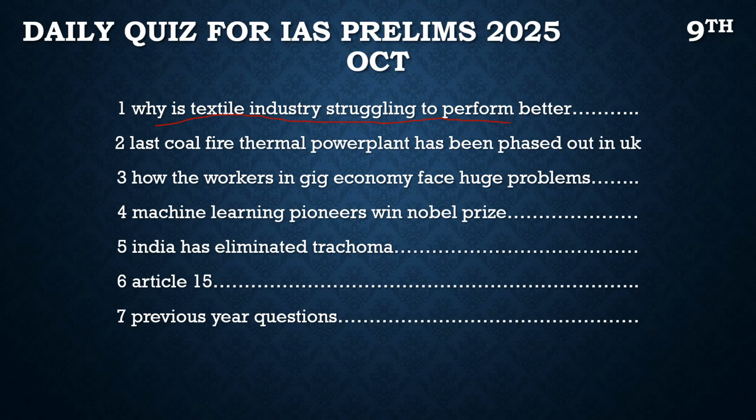With respect to this, we will solve a prelims based question and get more idea about it. Then the other article in the newspaper today is about the last coal-fired thermal power plant being phased out in the UK. This is also one of the very interesting topics in today's newspaper. The last coal-fired power plant was in Nottinghamshire, and it has been shuttered, phased out in the UK.